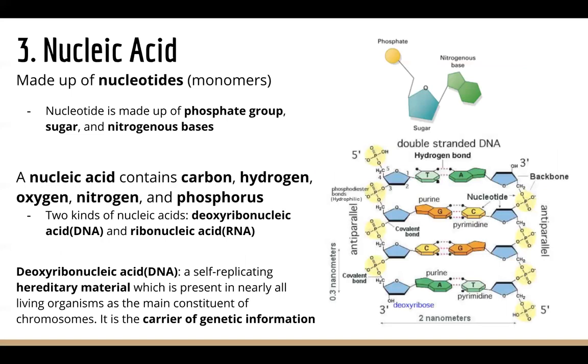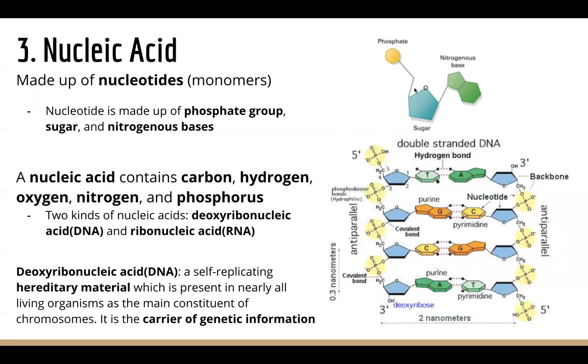The third type of macromolecule that I'm going to introduce is nucleic acid. Nucleic acids are made up of something called a nucleotide. So now we know that nucleotides are monomers. Here's a quick trick. Whenever something is made up of another thing, the building block is always the monomer, and the thing that is formed out of monomers is the polymer.